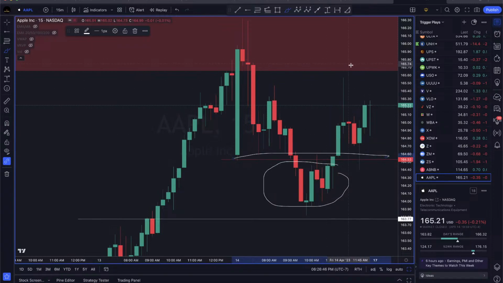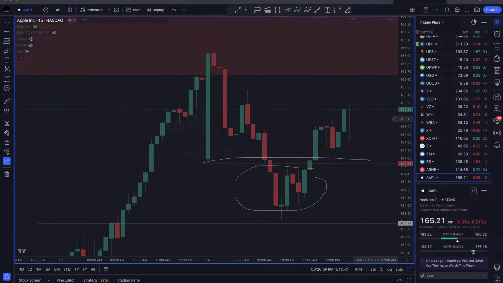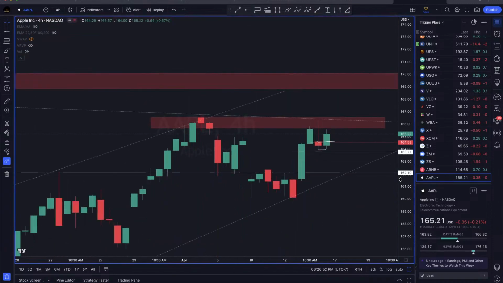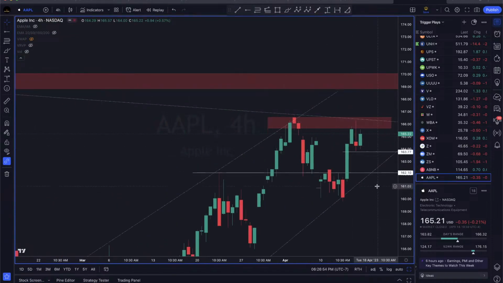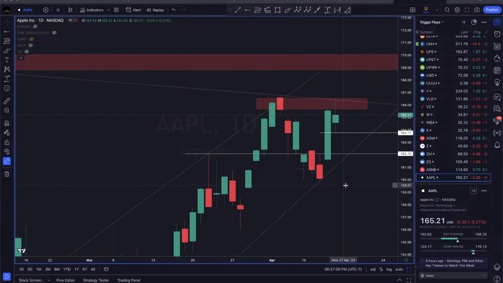And then look what happened. Insane pump. By end of the day, I saw the daily close on Apple, closed in supply, rejected. I took shots overnight, right? Pretty simple. So any questions on this one, ask me in the chat.